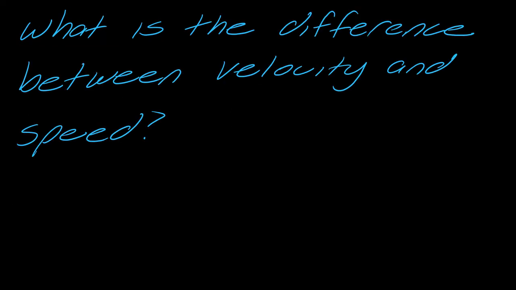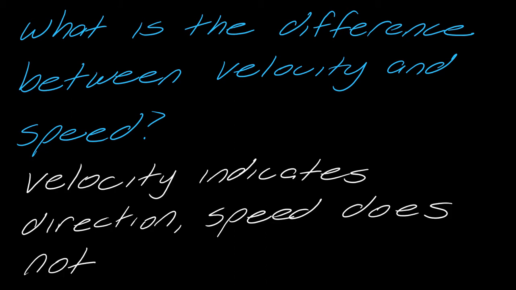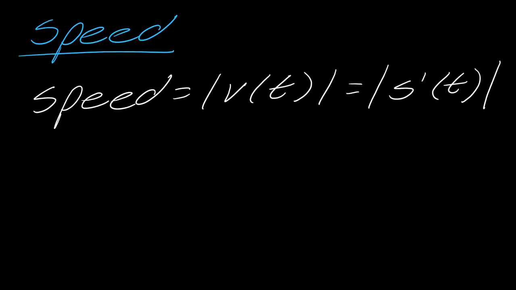Okay, so here's a question. What is the difference between velocity and speed? I'm talking about velocity here. Velocity indicates a direction while speed does not. So speed is literally just the idea of having your velocity without a direction. So how can we remove having a sign? Well, we can just take the absolute value. So speed is literally found by just taking the absolute value of your velocity function, or by taking the absolute value of the first derivative of the position function.